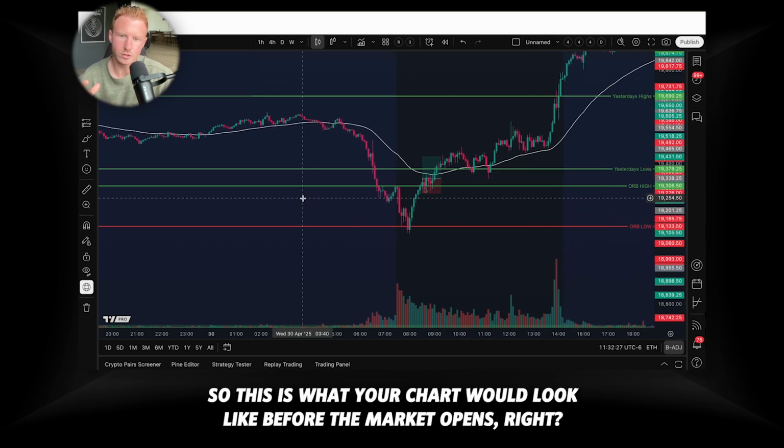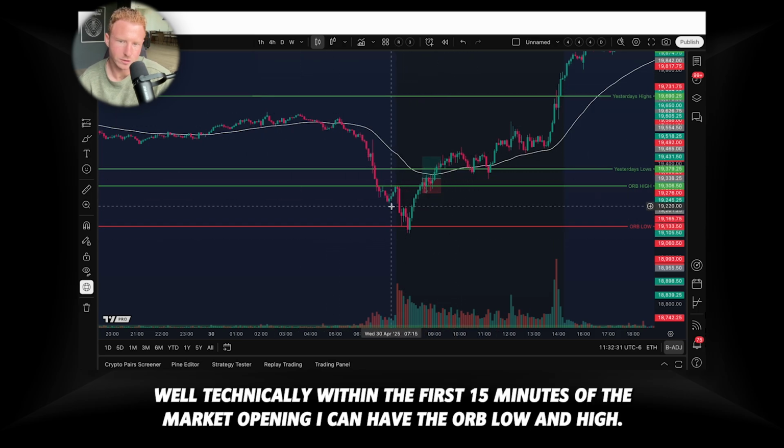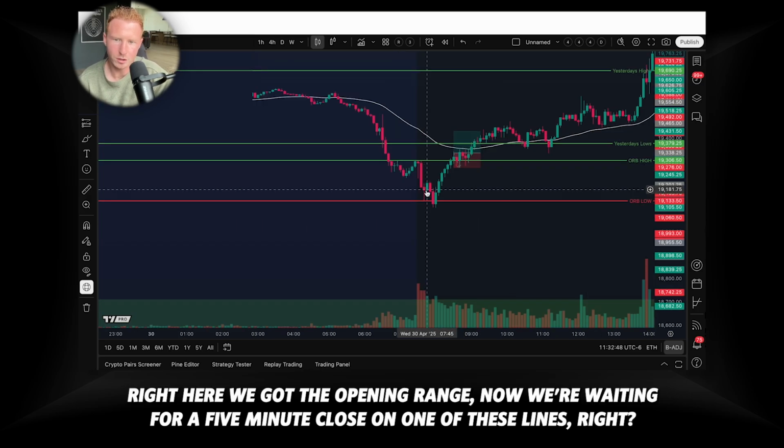So this is what your chart would look like before the market opens, right? I can have all this marked out, well, technically within the first 15 minutes of the market opening. I can have the ORB low and high. Right here, we got the opening range. Now we're waiting for a 5-minute close on one of these lines, right?